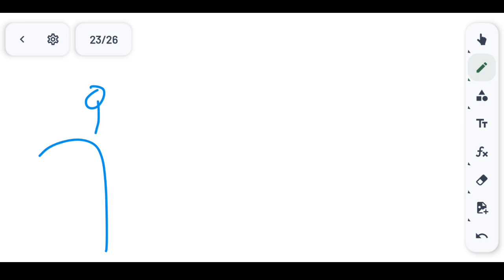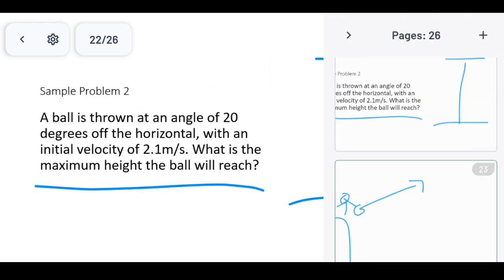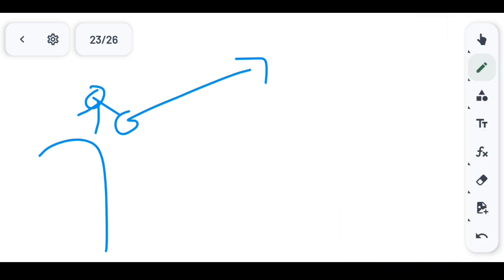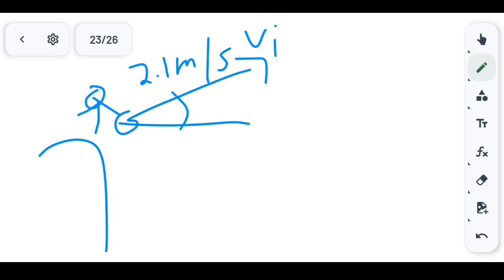Ito yon. Nagbato ka ng bato. Anong speed ng bato mo? 2.1 meters per second. Ito yung iyong initial velocity. Tapos, after nun, mayroon siyang angle na 20 degrees. Hanapin natin yung v sub x at v sub y.